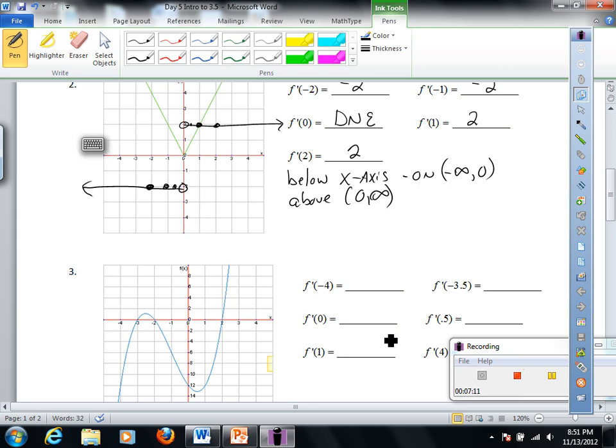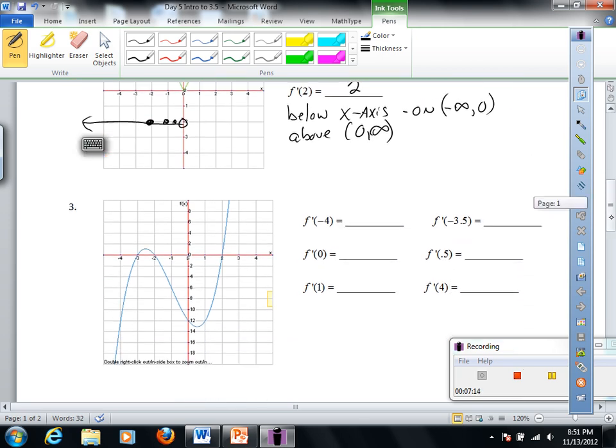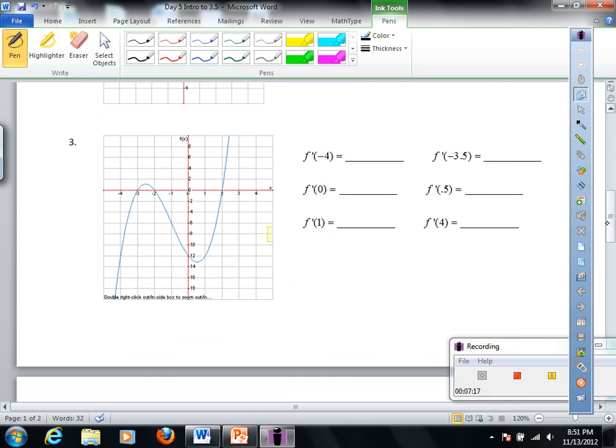Okay, so 2 down. Now I need to challenge you a little bit. Here's your number 3. Notice that this happens. Right here is a relative max or min. Right here is a relative max or min. So I know the slope is 0 at these 2 places. So at -2.5, I know the slope is 0. And I know at -0.5, my slope is also 0. I'm just going to estimate the slope, guys. You can't mess this part up.